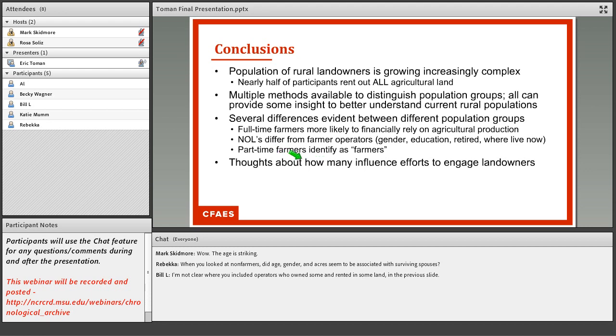So, thoughts about how this may influence efforts to engage landowners. I think this bears some consideration. Ultimately, as we seek to engage landowners through extension or through whatever efforts we may be in, we recognize that the population is not uniform, and this points to the need to tailor our approach to the communities that we're working with. And to do that, we need to better understand those communities, obviously, what their needs are, and how we may be able to engage with them more effectively.